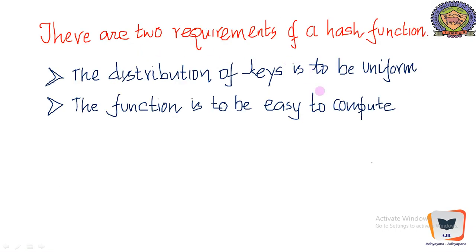There are two requirements of a hash function. Of course, these requirements are a little contradicting, but anyway, the distribution of the keys is to be uniform. Naturally, that means every cell should get an equal number of keys, preferably. For this sake, the denominator m, the divisor, happens to be a prime number. This prime number will promise uniform distribution of keys. And the second requirement of the hash function is that the function is to be easy to compute.